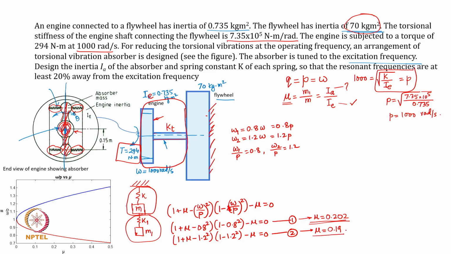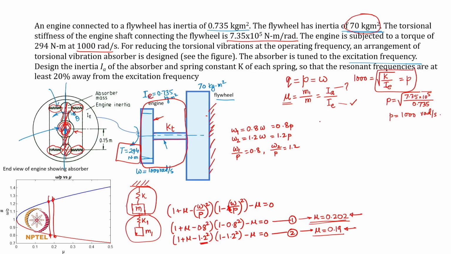Why? Because the smaller one, 0.19, would give you these two different values of the two natural frequencies, and the 0.2 will give you a little wider one. The point is, if you design it based on this, it will satisfy this higher one, when you are operating at the higher of the two resonances. But it may not suffice for the required value of mu for the lower resonance frequency. So, 0.202 is the mass ratio that you have to use so that it satisfies the requirement at both the resonances.